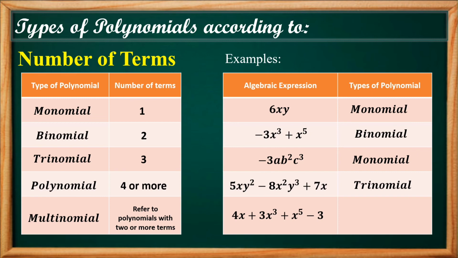Next, 4x plus 3x cubed plus x raised to 5 minus 3. How many terms do we have here? 4. Then, we call this one polynomial. Okay? Those are the types of polynomial according to the number of terms.